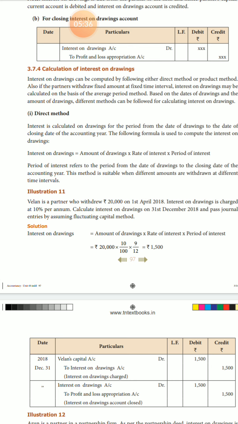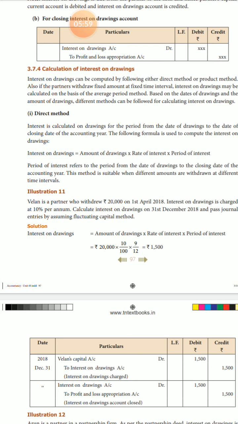Listen students, now write the journal entry. Valen's capital account is debited. Interest on drawing account is credited. Listen students, interest on drawing goes to the profit and loss account. Which side? Is interest on drawing income or expense?